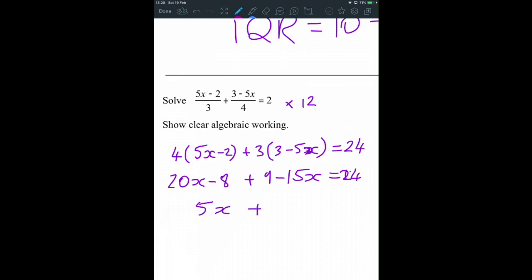So that's 5x plus 1 is 24. It's a little sad that that's a plus, not a minus. If it was a minus 1, our answer would have been quite pleasant. Unfortunately, it appears the answer is 23 over 5, or 4.6 if you really want to turn it into a decimal.